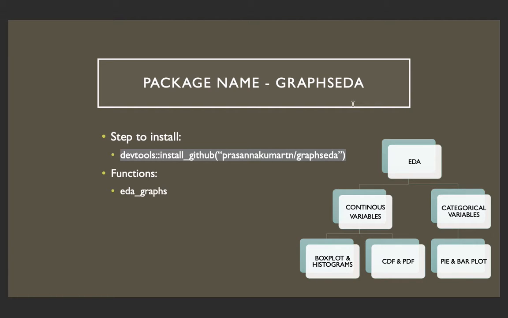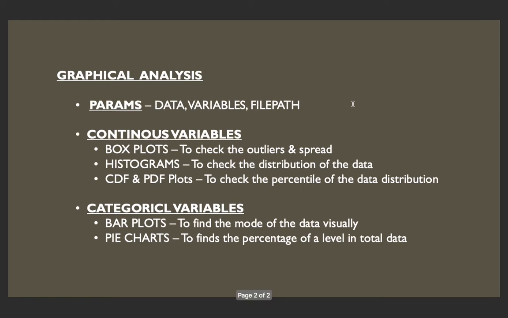I'll be talking about a package named graphseda. To install the package, just run the code shown on the screen. This package contains a function called EDA_graphs. When you pass a dataset into the function, it segregates continuous variables and categorical variables and plots the respective graphs.